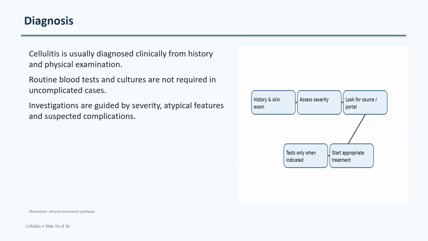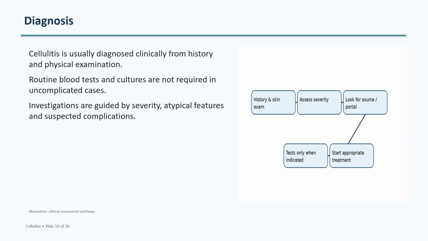So now, how to diagnose? How to diagnose cellulitis? Cellulitis is usually diagnosed clinically from the history and physical examination. So when we take a history of the patient and physically examine the patient, then we will understand whether the patient has cellulitis. Routine blood tests and cultures are not required in uncomplicated cases. When the case is not much complicated, routine blood tests may not be required.